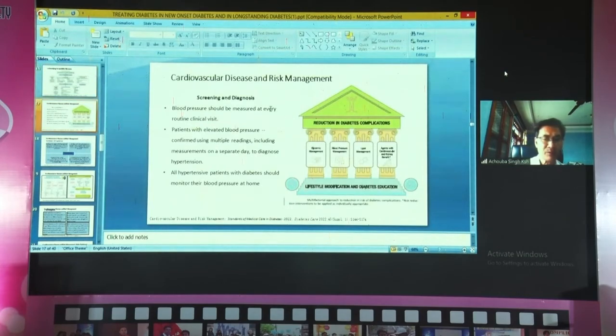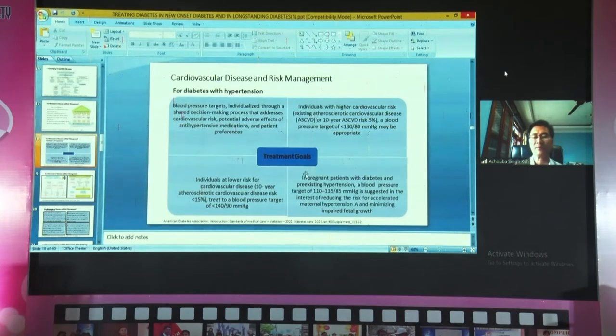So let's move to cardiovascular disease and risk management. Screening and diagnosis should be done. All hypertensive patients with diabetes should monitor their blood pressure at home. At the same time, lifestyle modification and diabetes education should be very clear to the patients as far as cardiovascular morbidity is concerned. And we have to have treatment goals.